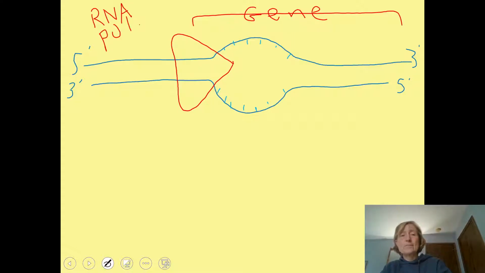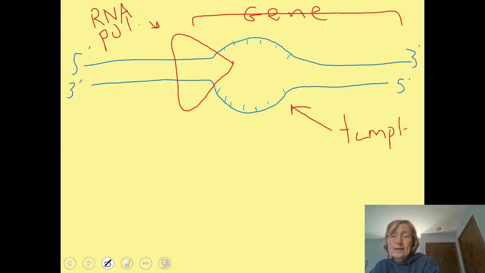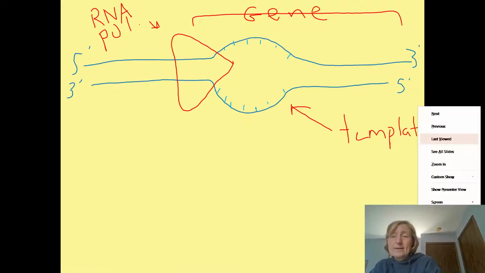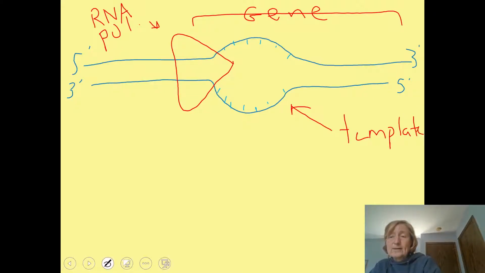I'm just going to write RNA pol. RNA polymerase recognizes the gene and binds to it and unwinds the double-stranded DNA. That's the first thing it has to do, so that it can transcribe the gene, right? So it partially unwinds the double-stranded DNA, and one of the strands becomes the template strand, okay? The strand that's used to make our copy.